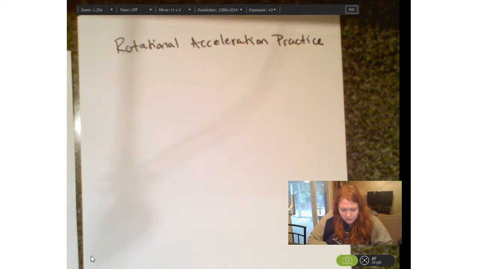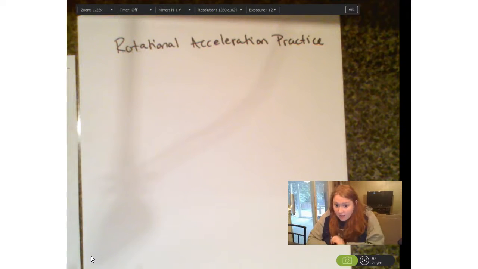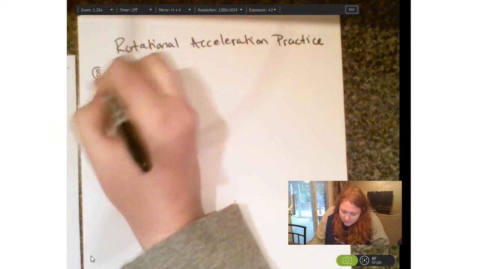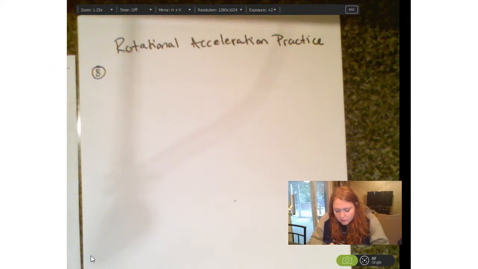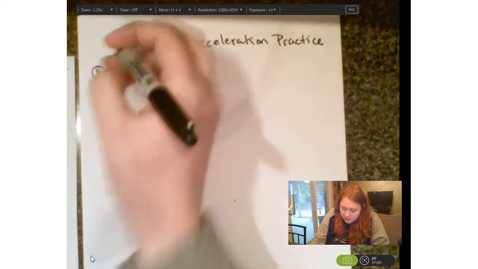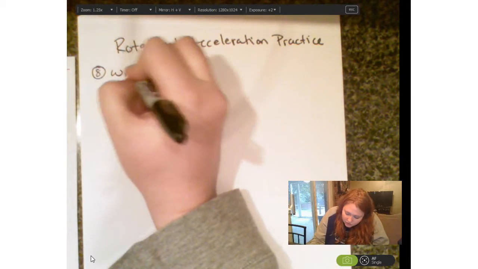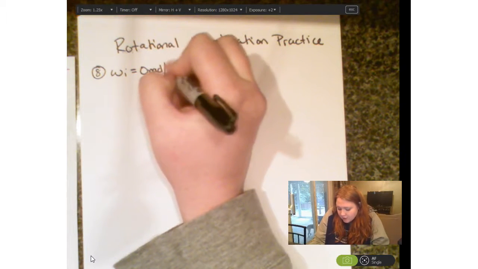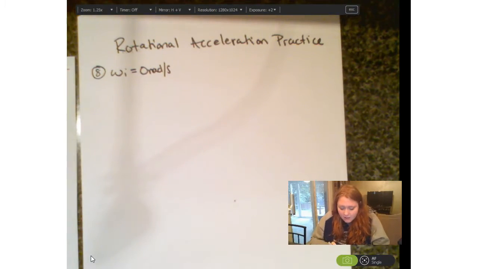Alright guys, we're going to go ahead and look at the worksheet that I gave you today on rotational acceleration and practice some of those problems. Number 8, I assume you have the worksheet in front of you. Number 8 says to throw a discus, the thrower holds it with a fully outstretched arm starting from rest. Now the from rest part is very important. It tells us that our initial velocity is 0 radians per second, and this is an angular velocity. That's why I wrote omega. We're talking about something rotating.